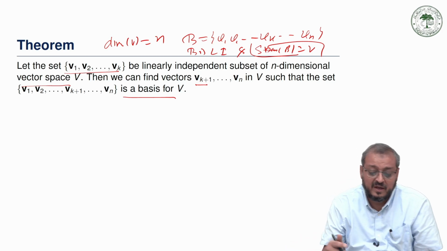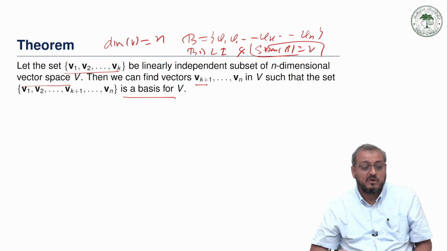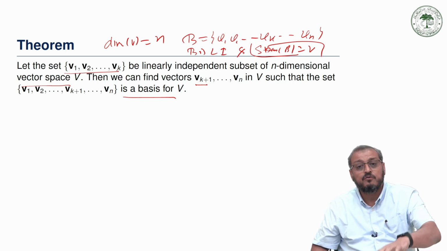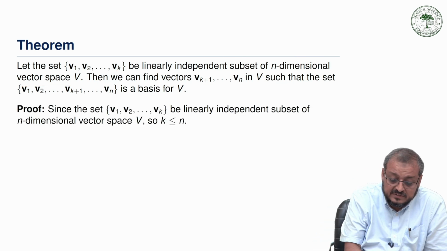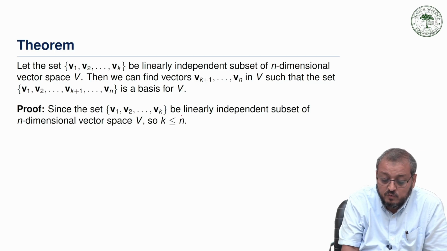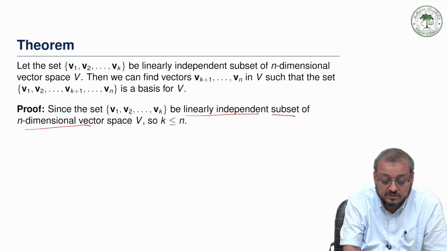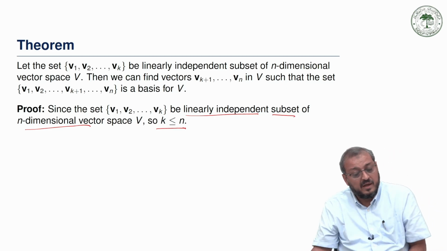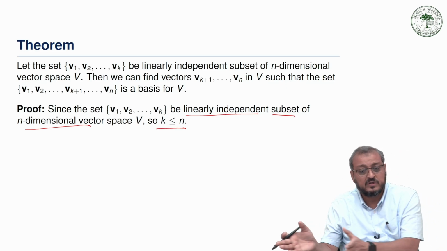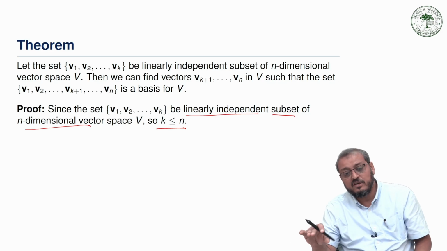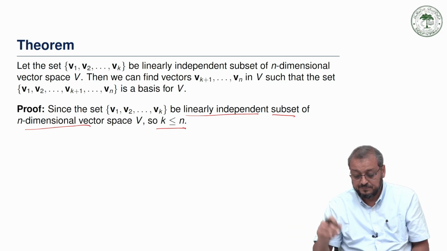So the proof is also in this way. We have to write the proof in a similar fashion, which means we have to find such an element. Since the set v1, v2, ..., vk is a linearly independent subset of an n-dimensional vector space, k should be less than or equal to n, because the dimension is n and this is a subset.